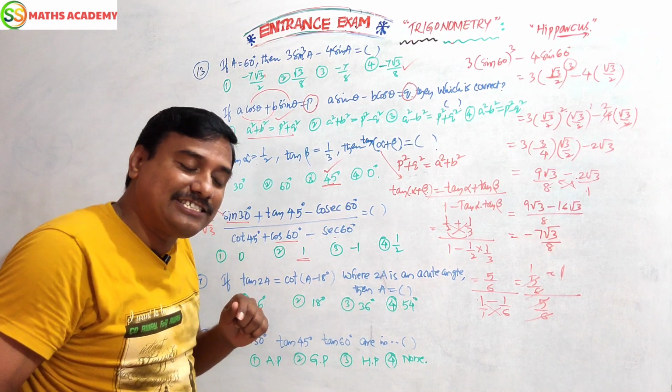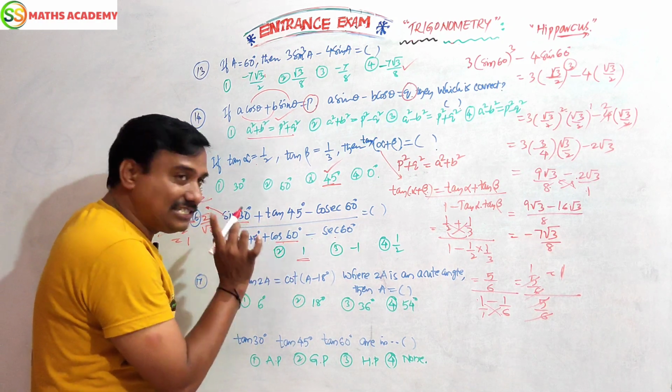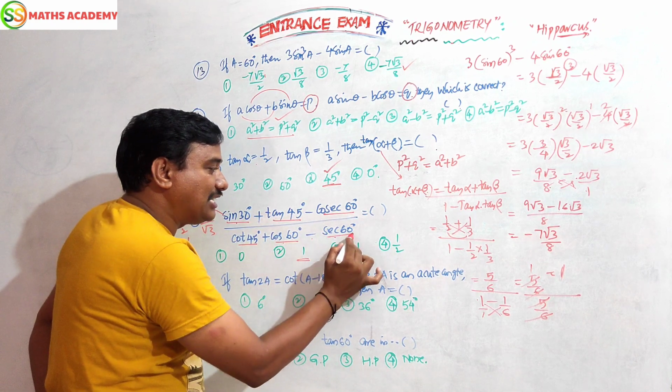But I want to say the answer without doing any pen and paper. Direct answer. You see, sin 30 value and cos 60 are the same. Tan 45 and cot 45 values are the same. Cosec 60 and the reciprocal sec 60 values are the same.